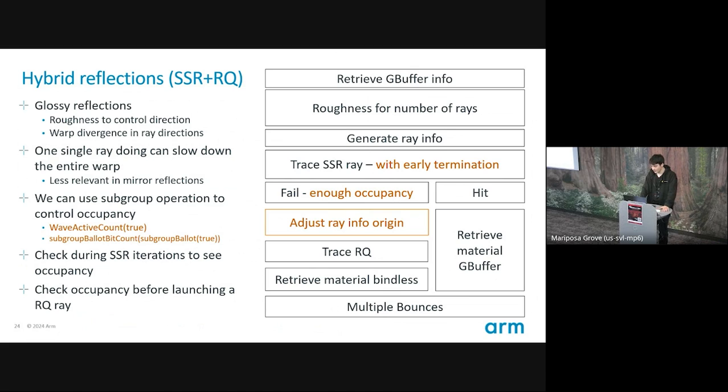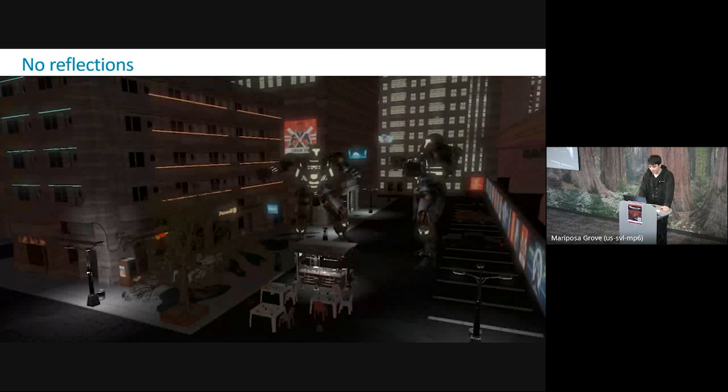In screen space, we can terminate warps with low occupancy in each one of the screen space reflection iterations. Similarly, before launching a ray query ray, we check the occupancy of the warp to avoid warps with very low occupancy. And finally, I would like to show you some images of how much reflections can add to your scene.